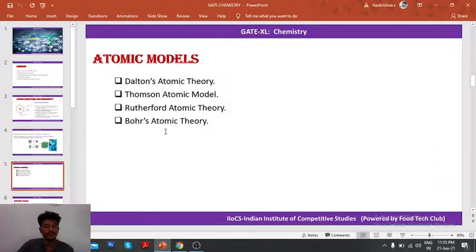Then next, as we know, there are various atomic models. Here are the main atomic models or atomic theories. The first is Dalton's atomic theory, the second is Thomson's atomic model, the third is Rutherford's atomic theory, and the last is Bohr's atomic theory. These are the main postulates regarding atomic models, and all these things we will discuss in the upcoming sessions.